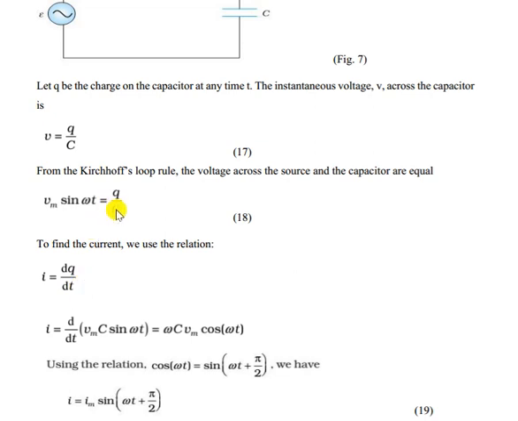That means if you take C this side and then differentiate both sides with respect to t, what you will get is dq by dt, which equals I, which is nothing but d by dt of Vm C sin omega t. So C is going here, Vm C sin omega t, and differentiating q with respect to t, dq by dt, is nothing but I. So I equals this term.